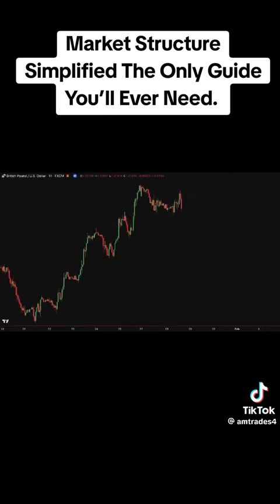Let's look at this chart together. You can see the market is in a strong uptrend, making higher highs and higher lows. But then right here, something changes. The market tries to push higher, but it fails to break above the previous high. Instead, it forms a double top.